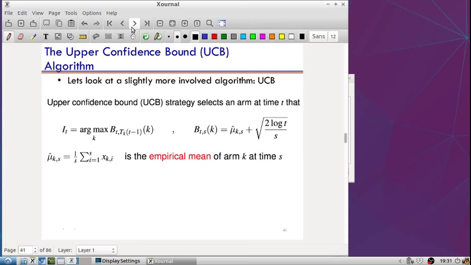Okay, so let's resume. We'll look at the second algorithm. It's called the upper confidence bound algorithm, or UCB. It doesn't stand for University of California, Berkeley. UCB was an algorithm developed in 2002, so it's 16 years old now.